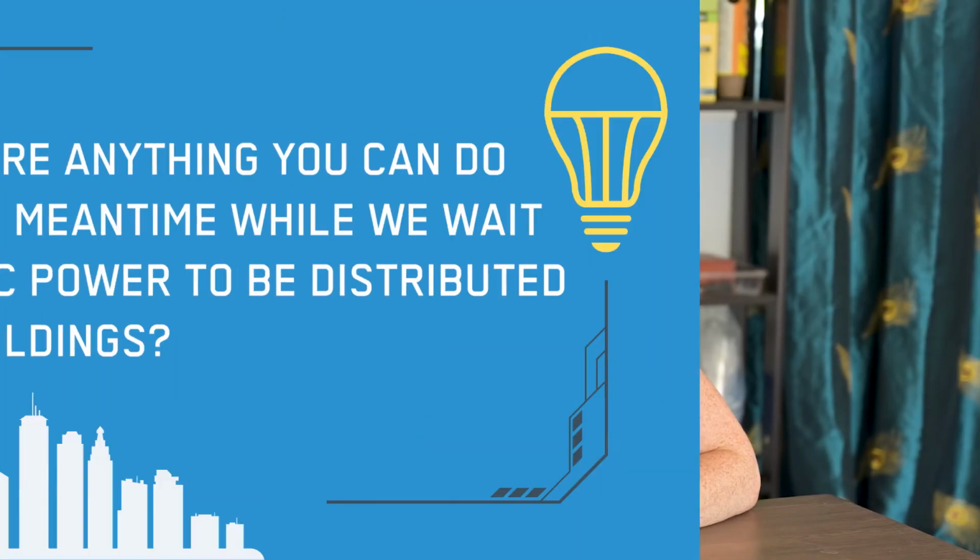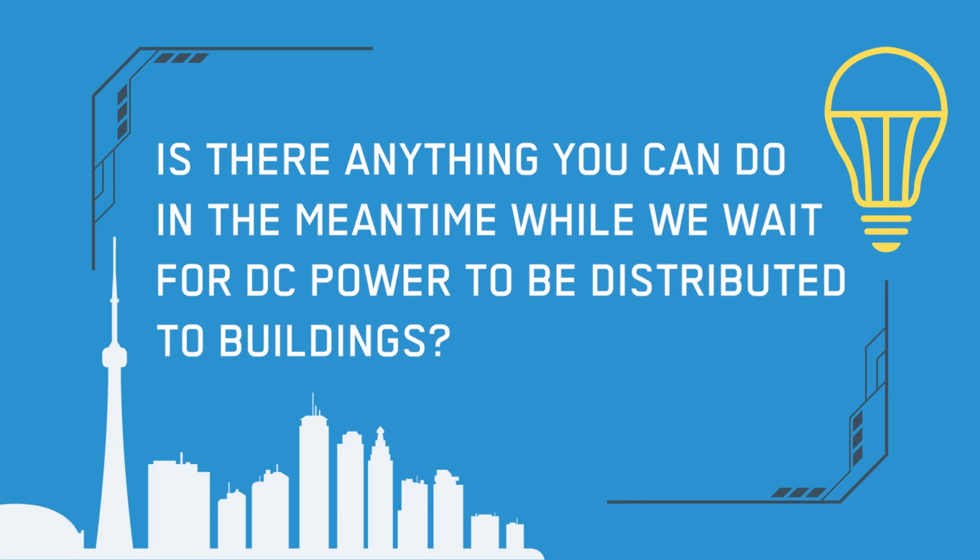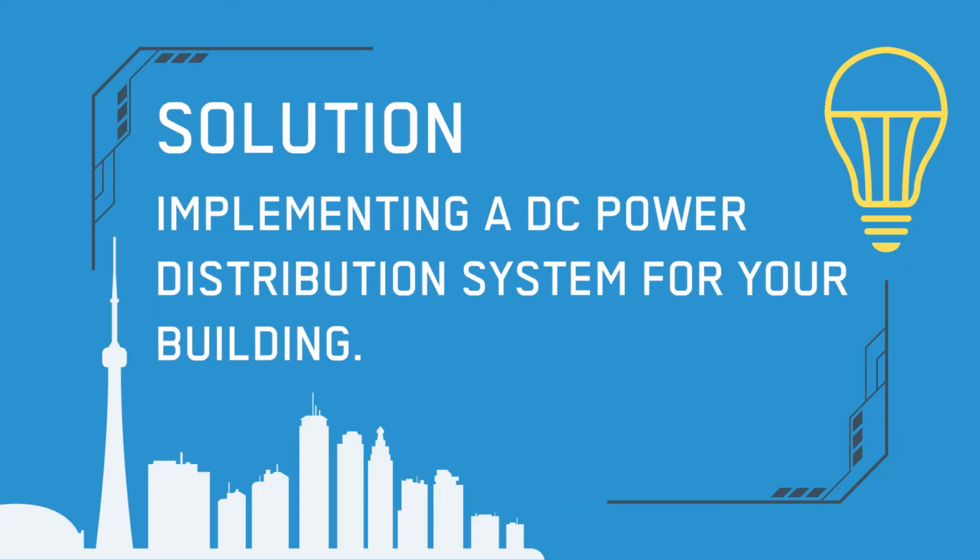Maybe you're wondering if there's anything you can do in the meantime while you wait for DC power to be distributed directly to buildings. Well, there actually is. You could distribute DC power locally throughout your building by implementing a DC power distribution system. It's easier and more cost-effective than you might think.